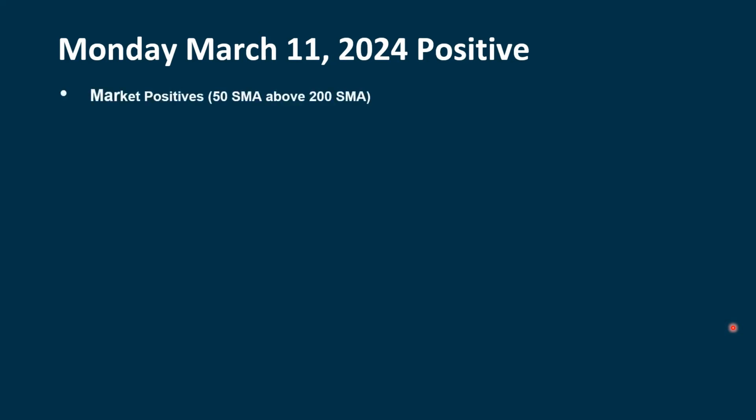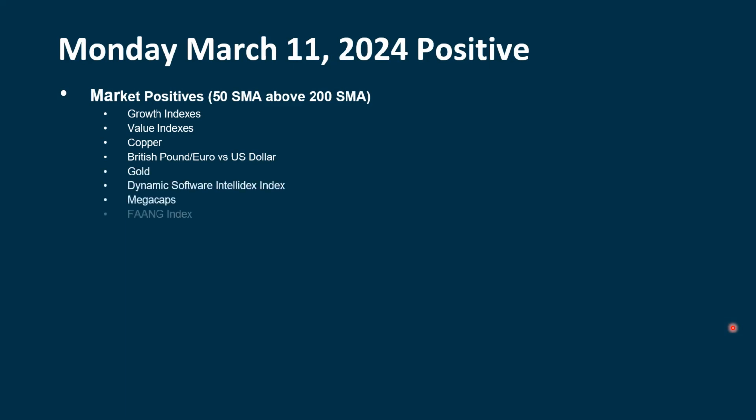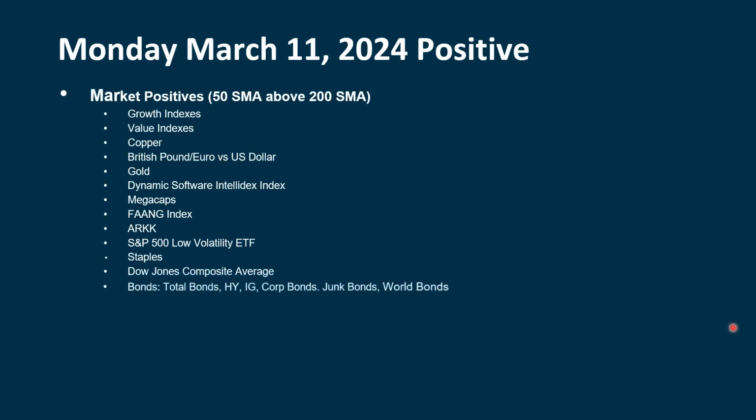My definition of positive is when the 50-period simple moving average is above the 200-period simple moving average. So we have the growth indexes and the value indexes. When we look at them by themselves, copper is still in an uptrend, but it's been chopping sideways lately. The British pound and the euro when compared to the US dollar, gold, the big software companies, mega caps, the FANG index, as well as ARK, the low volatility ETF, the staples, the Dow Jones Composite Average, all the different bonds that we look at based on price are in uptrends.